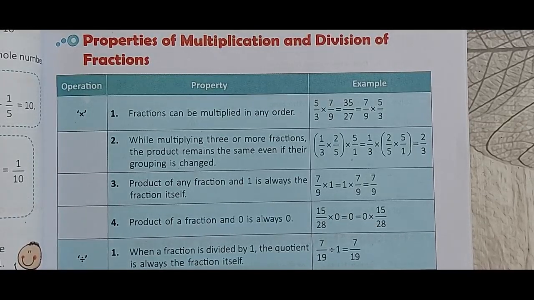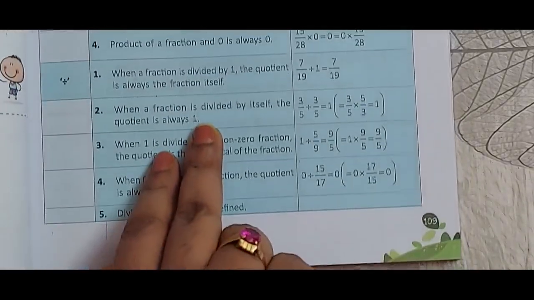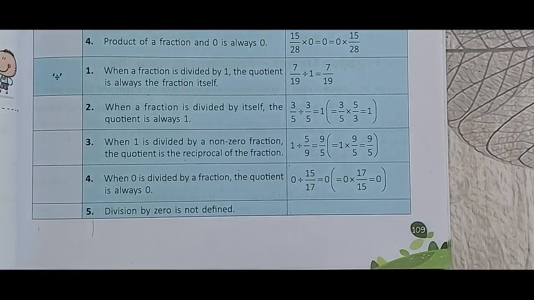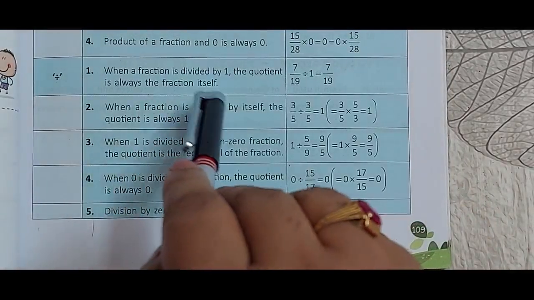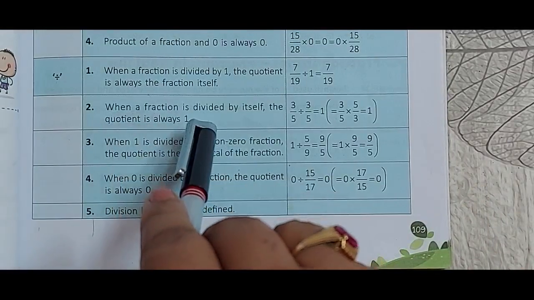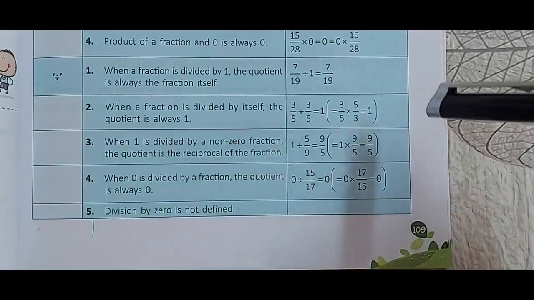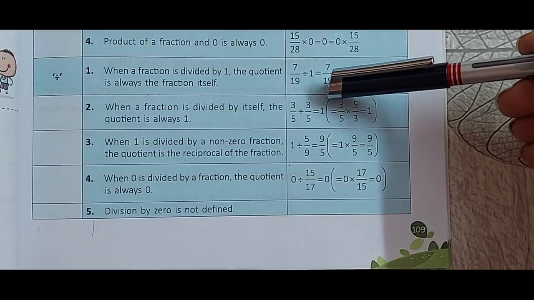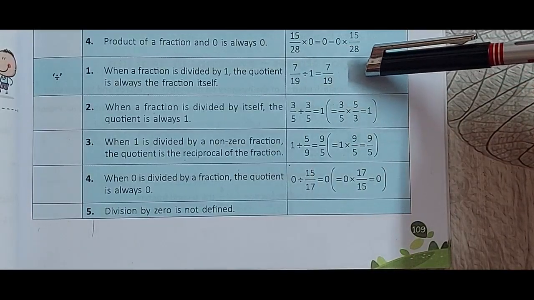Now we will learn about the properties of division of fractions. So the first property, let us see. When a fraction is divided by 1, the quotient is always the fraction itself. It means what? Suppose 7 by 19 divided by 1. What is the answer? 7 by 19.